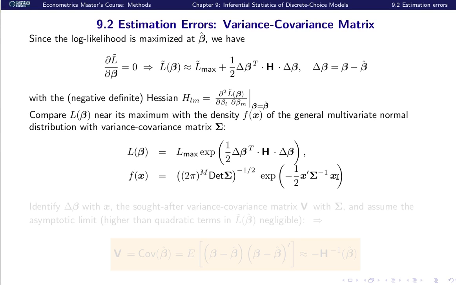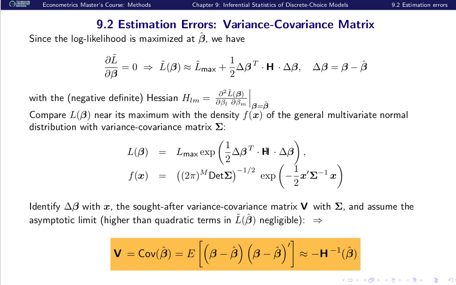And now we identify this expression with this expression. Of course, with prefactor Lmax, and here this prefactor is irrelevant, so we only need to identify the exponential, that is, the exponent. That means you see what will happen. This is what we thought, the variance-covariance matrix, and this is what we get, the Hessian. So it's easy just to express the variance-covariance matrix in terms of this Hessian. And that just gives the result.